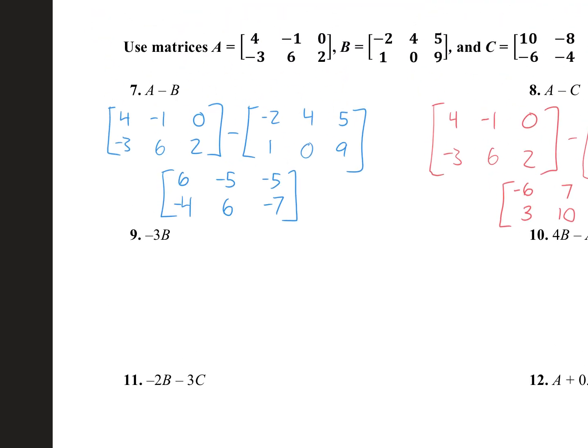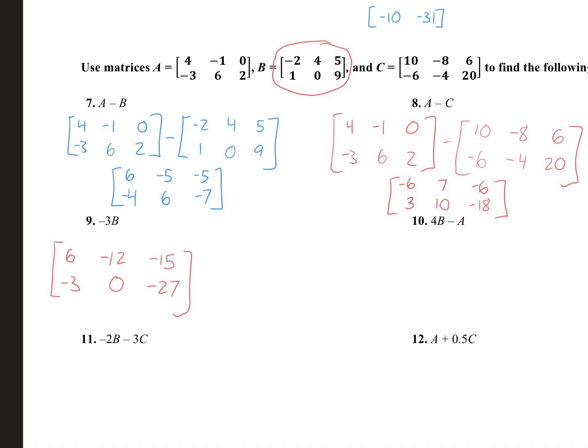All right, number 9, we just have to take everything in here and multiply by negative 3. So I think I'm just going to go straight to the answer. I'm going to multiply the first item by negative 3. I get 6, then negative 12, then negative 15. And negative 3, 0, and negative 27.